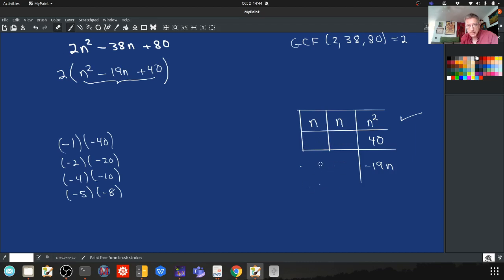So let's try minus 4 and minus 10. That gives me minus 4n minus 10n, and that gives me minus 14n, and I want minus 19n. So that's not working. And then the last one, minus 5 and minus 8. So that gives me minus 5n, minus 8n, that gives me minus 13n. And I wanted minus 19n. So I've checked all of the factors. And none work.